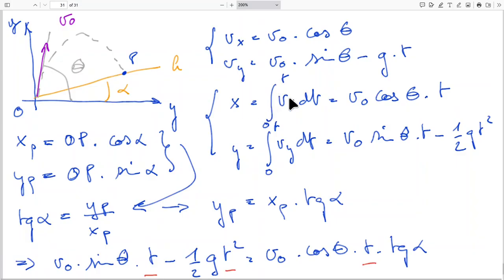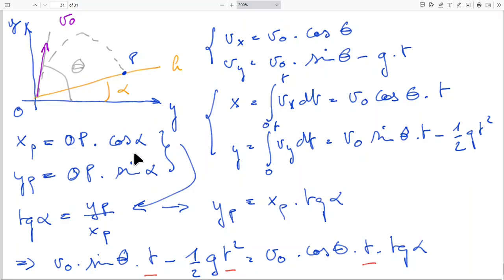Now we have speeds. The distance is the integral of the speed, so from 0 to t of vx dt gives you v0 cosine theta times t, because this is all constant. The same for y, so we get v0 sine theta times t, minus, we have a t here, so that becomes 1/2 of g t squared. If the marble lands in the point P, then we have xp is OP times cosine alpha, and yp is OP times sine alpha.